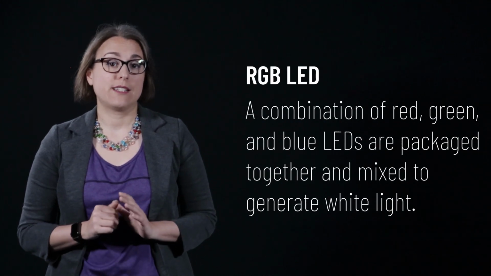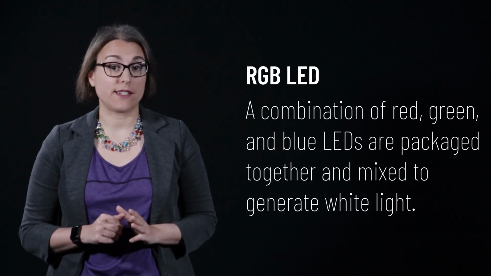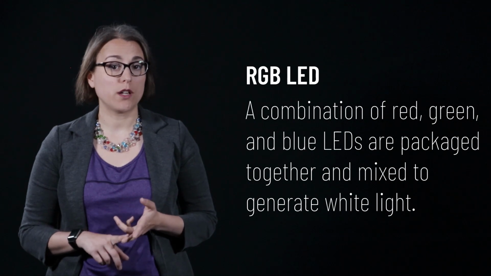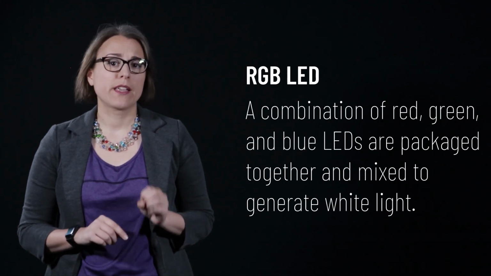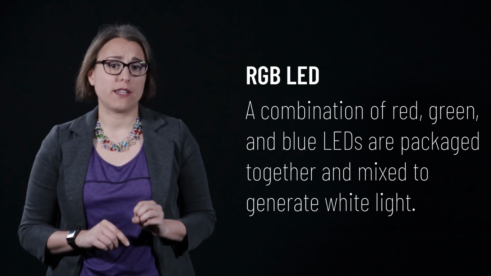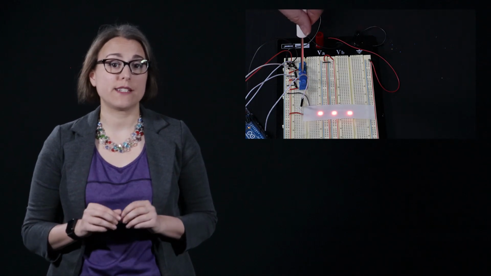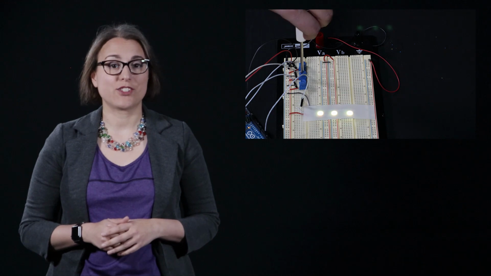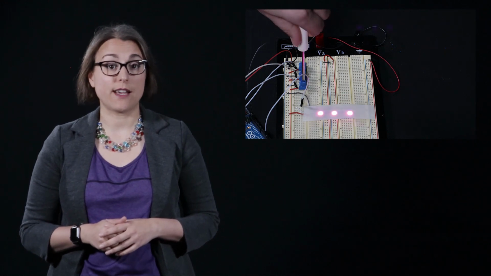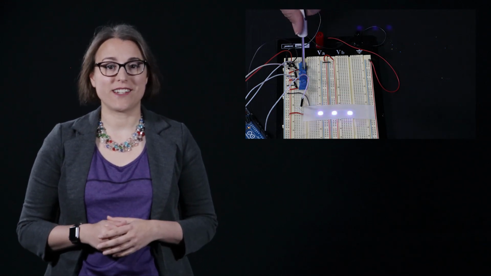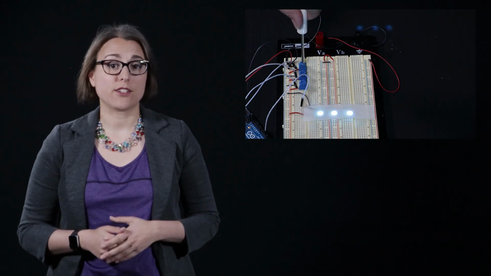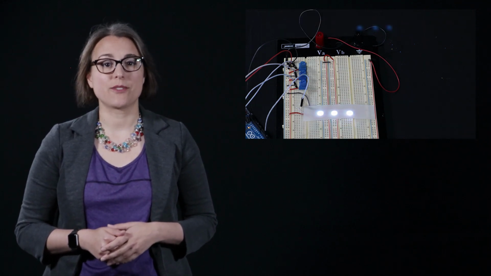The first is to package three separate LEDs together, one red, one green, and one blue. This is known as an RGB LED. By combining red, green, and blue light together, using the color addition process described in Lecture 27, white light can be generated. RGB LEDs are used in tunable light bulbs.